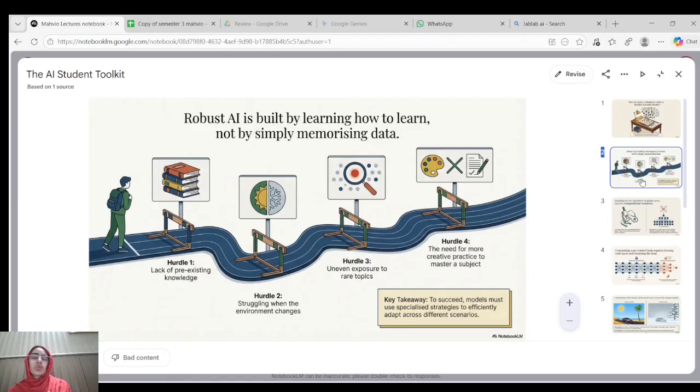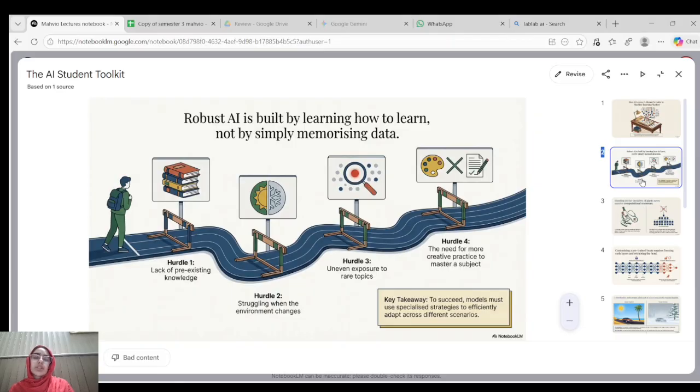We face four major problems. The first hurdle is lack of pre-existing knowledge. If you start from zero, the model has no common sense about the world, what's going on. The second problem is environmental changes. A model might work in one hospital but fail in another because the patient population or the machines are different.